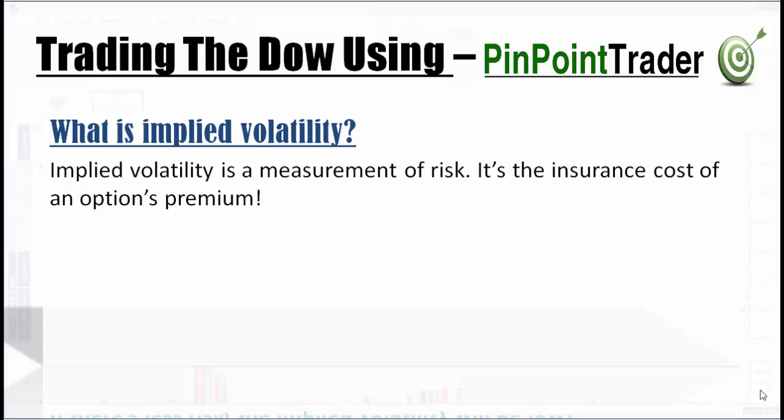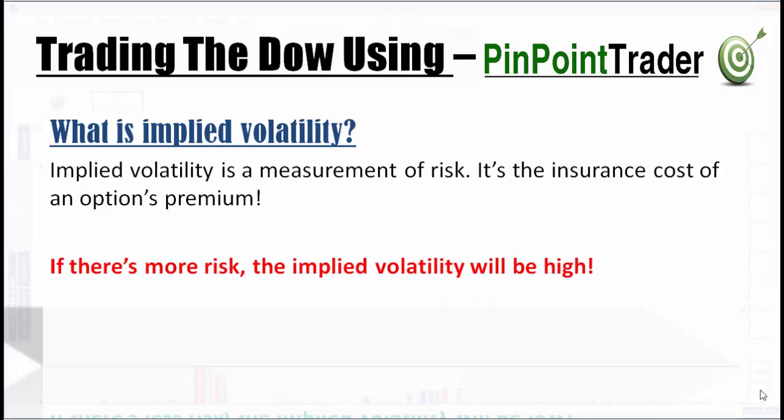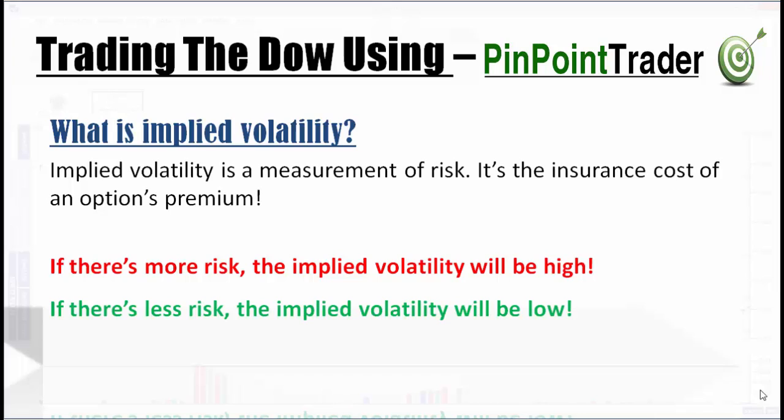So if the volatility is low, there is less risk, and of course if there's a lot of risk in the market, then the options will be expensive. And it's the measurement of this risk that we're going to use in order to predict what the Dow is likely to do. So if there's more risk, the implied volatility will be high, and if there's less risk, i.e. that's the underlying market rising, then the implied volatility will be low.